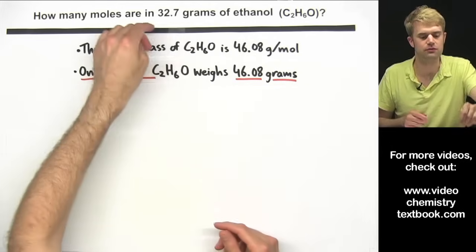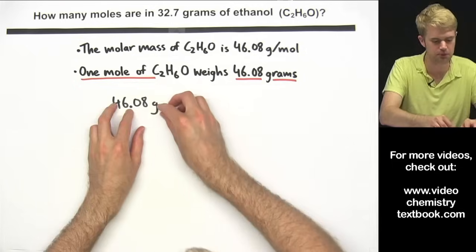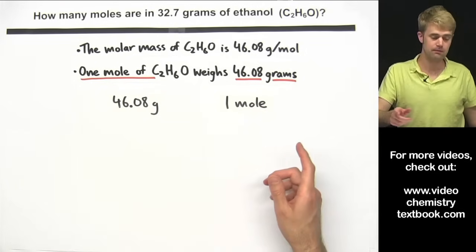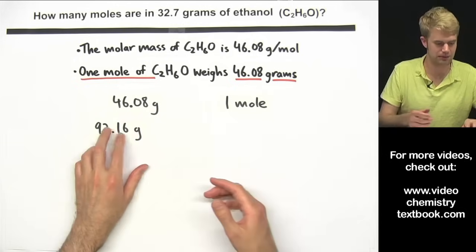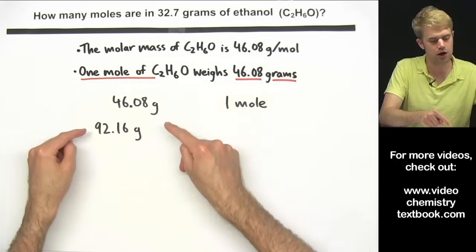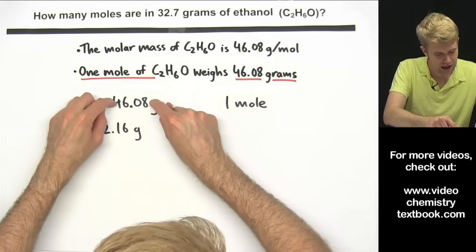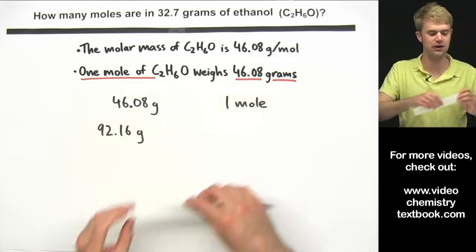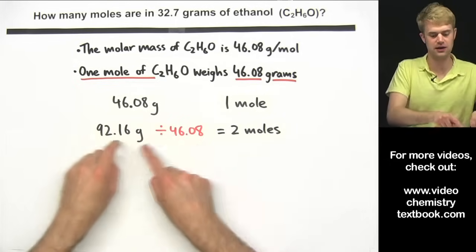I have a certain number of grams. I want to know how many moles that is, okay? Well, if I had 46.08 grams, I know that I'd have one mole. If I had 92.16 grams, for example, well, that's more than this. I want to know how many times does this number go into this? How many times could this fit into this? To figure that out, I would divide by this number and I'd get two moles. It turns out this is exactly double.